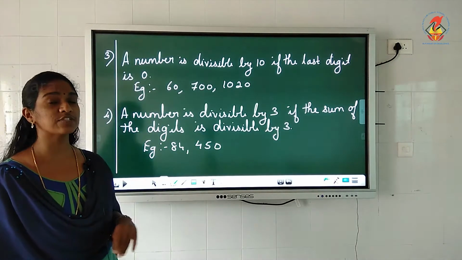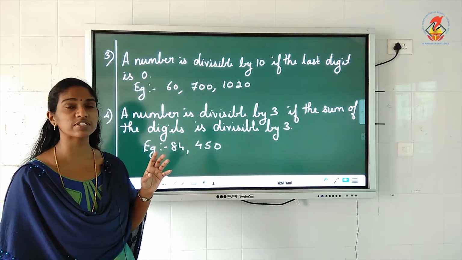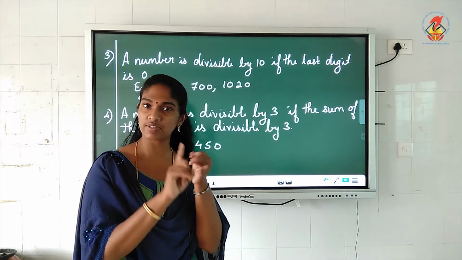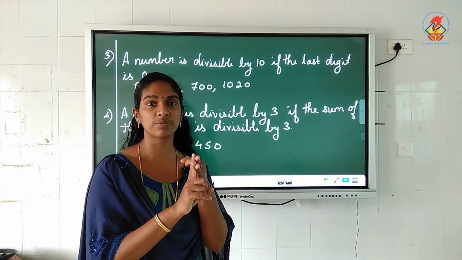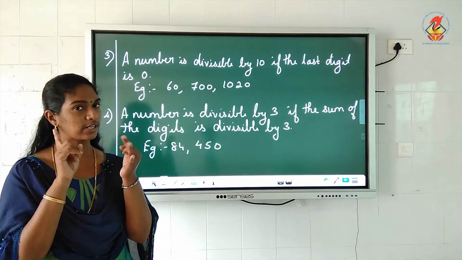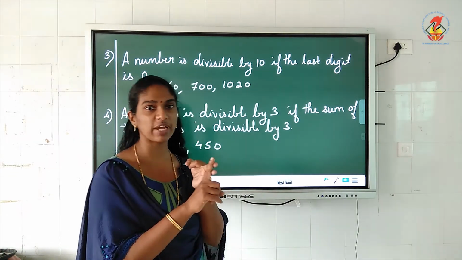So, there are 3 cases when you have a last digit as 0. Which are the 3 cases? If the last digit is 0, it will be divisible by 2, it will be divisible by 5 and it will be divisible by 10. Understood? So, if the last digit is 0, it will be divisible by 2, by 5 and by 10.